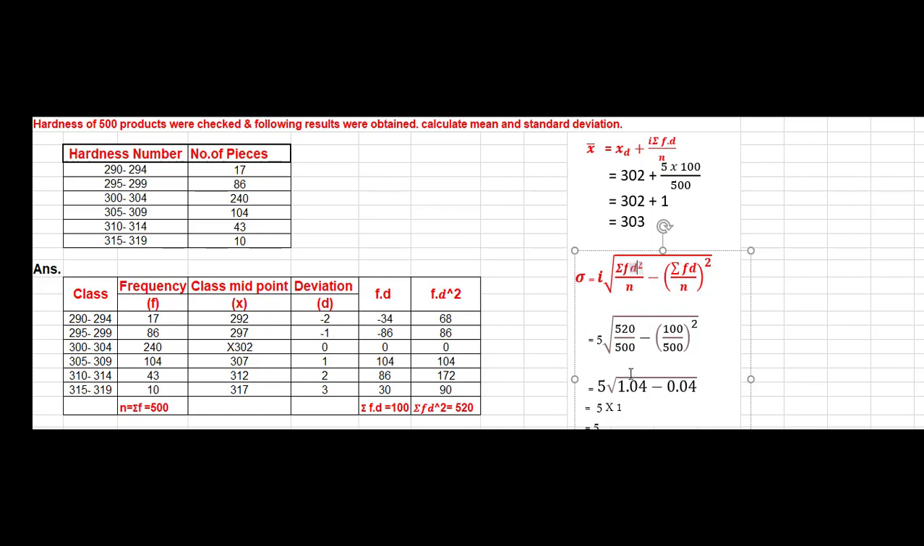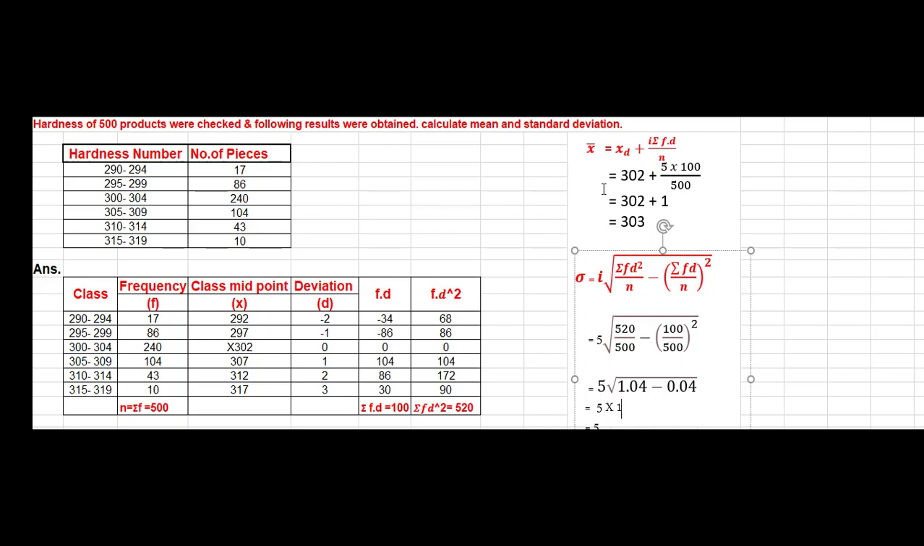The division of 520 by 500 gives 1.04, and 100 divided by 500 is 0.2, and the square of 0.2 gives 0.04. 1.04 minus 0.04 gives 1, and the square root of 1 is 1. Hence 5 into 1 is 5. So the standard deviation is 5.